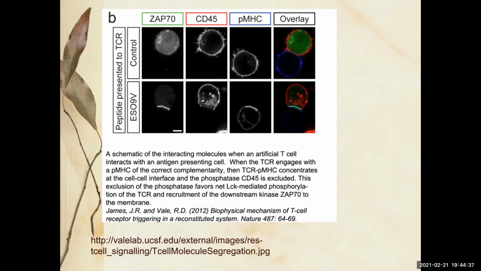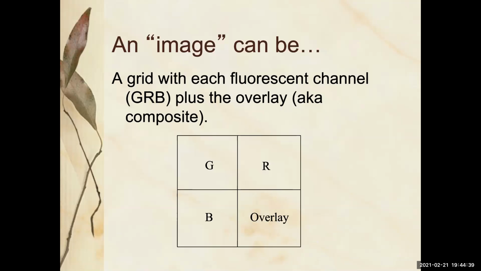All right, so going back, when anybody in microscopy says image, it might be literally one square or one rectangle, or it might be a grid. It might be multiple images of the same thing that all add up together to give you a certain piece of information. So it's green, red, blue, and then the overlay, all 4 of those together are one image.